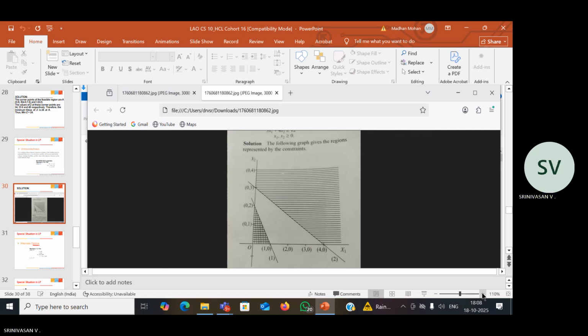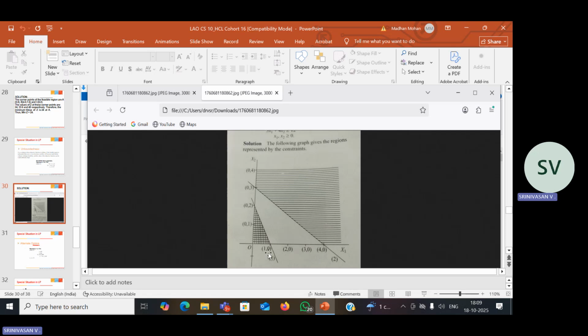So 2x1 plus x2. 2 into 1 plus 0 is equal to 2. If you take (0, 2) again, 2 into 0 plus 2 equal to 2. So you have that result, isn't it? So you have this region 2x1 plus x2 less than or equal to 2 in the bottom, isn't it?